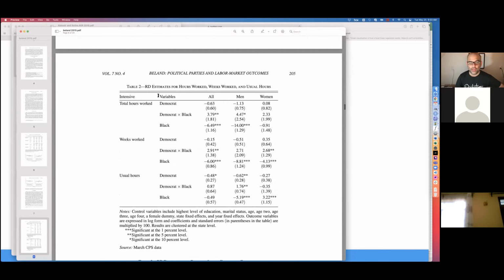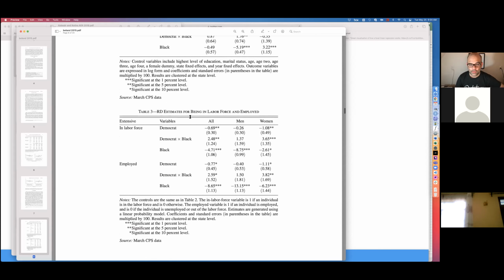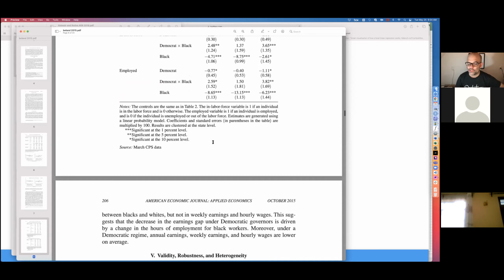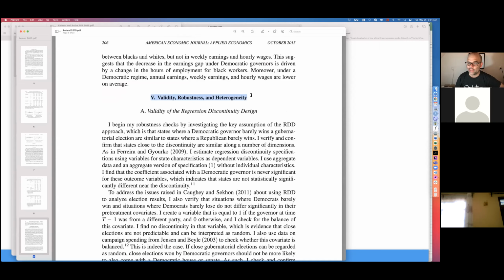Now we have our main results. Look at what they're going to do now. They're going to go through and produce not just figures, but the parametric models. Down here, you see it. Controls are age, H2, H3, H4. They don't really mention what they're doing with the polynomials, but this Democrat Black is their variable of interest. You see here effects for men. So the effects appear to be driven for men. They just keep exploring what exactly is going on, but then they have a validity, robustness, and heterogeneity section.